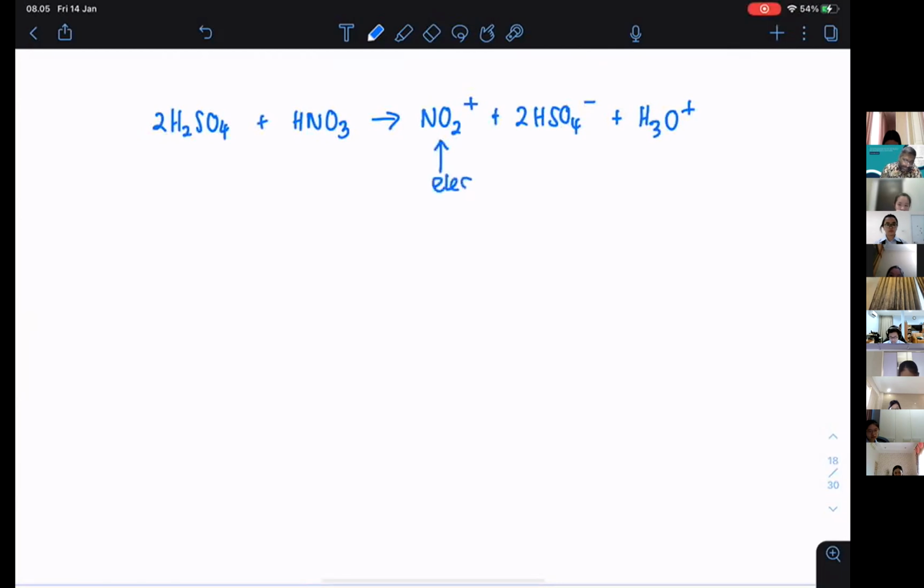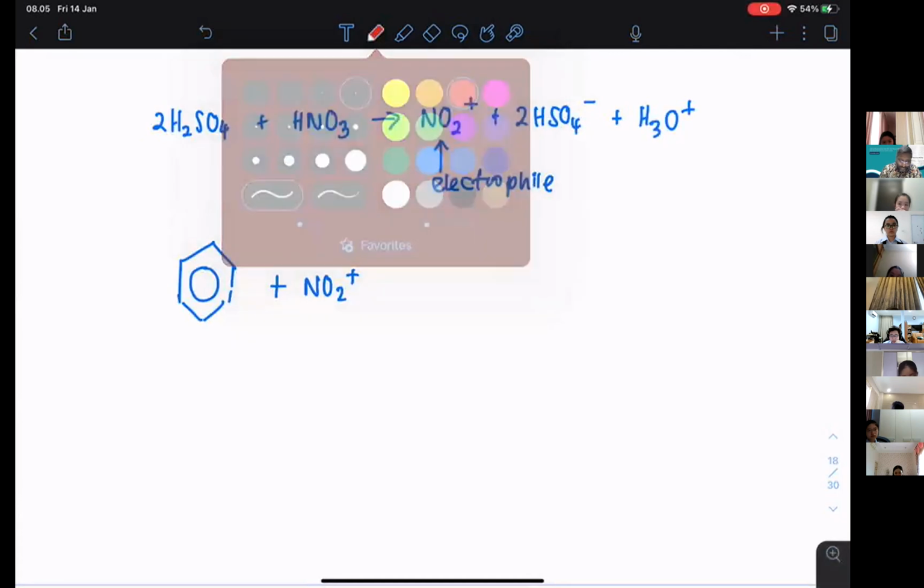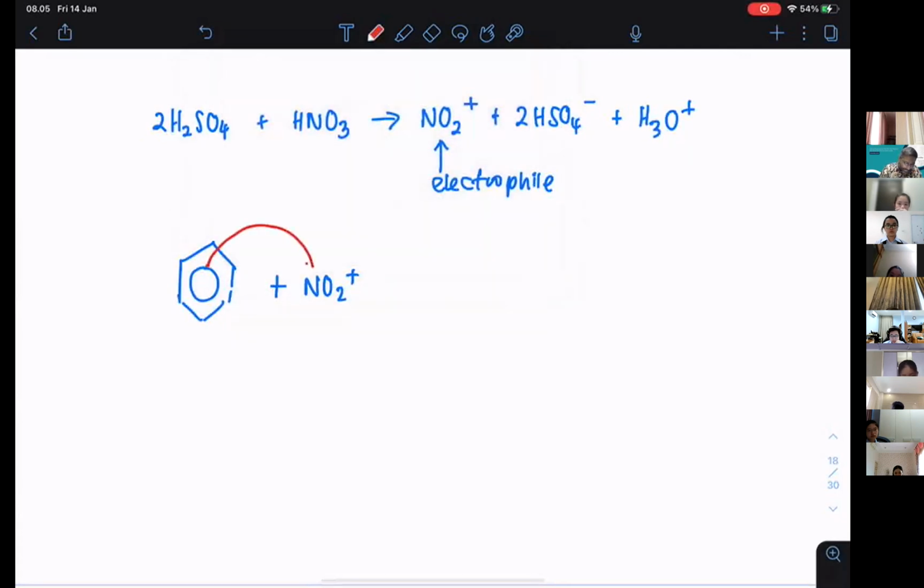This electrophile is going to approach the benzene, not methyl benzene yet, so it's benzene. We know that there is going to be an electron rich space over there, which is the benzene ring, so the electron will move towards NO2, not the other way around. But when we say the electrophile will be attacking the benzene ring, when you show the curly arrow, it's going to be different.